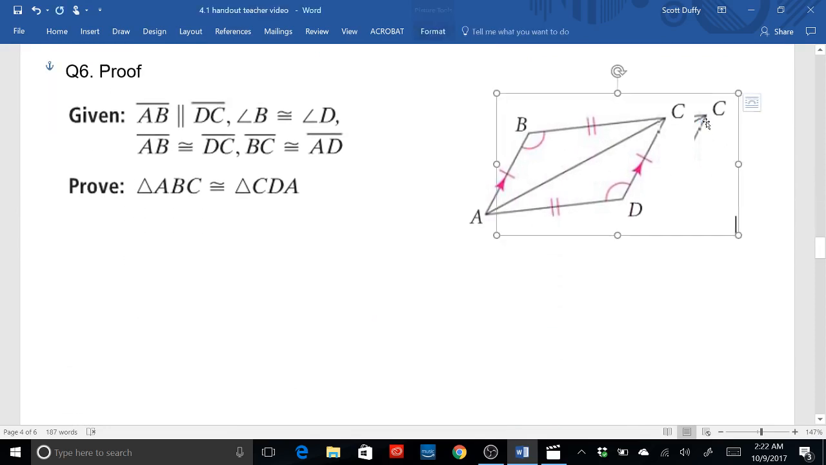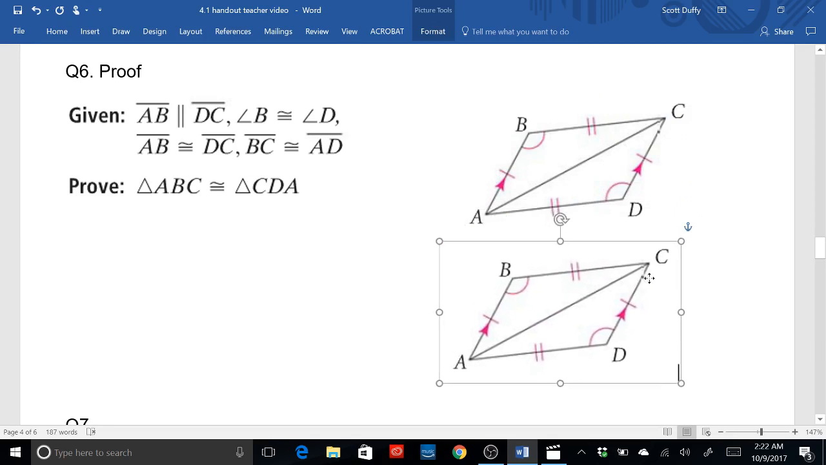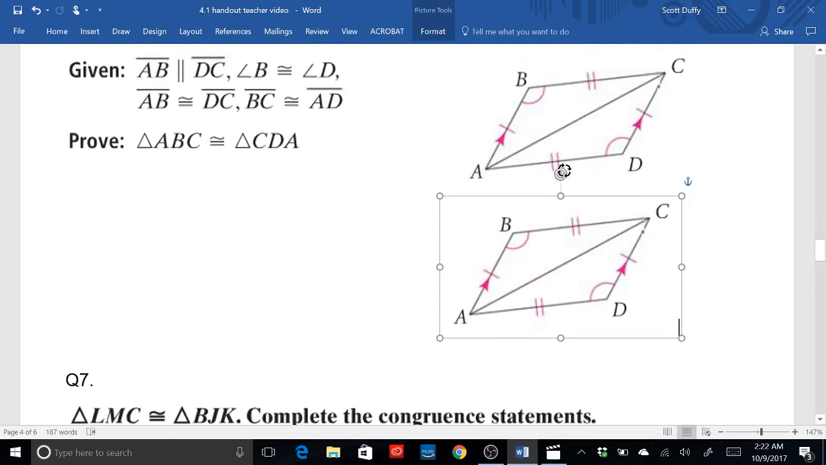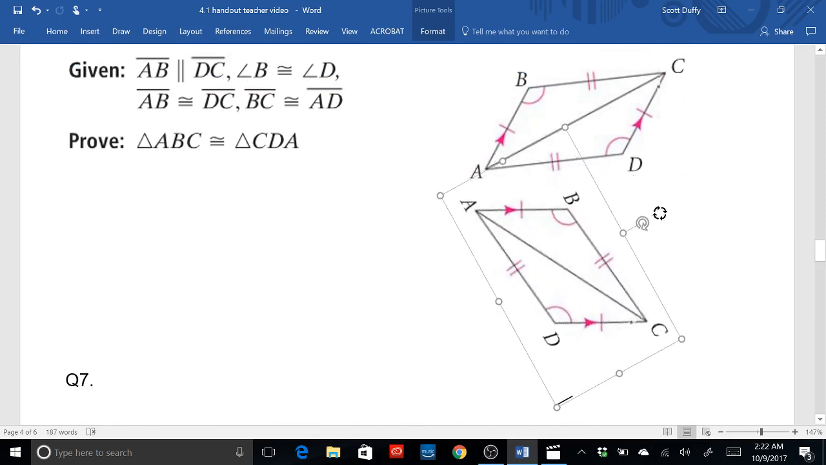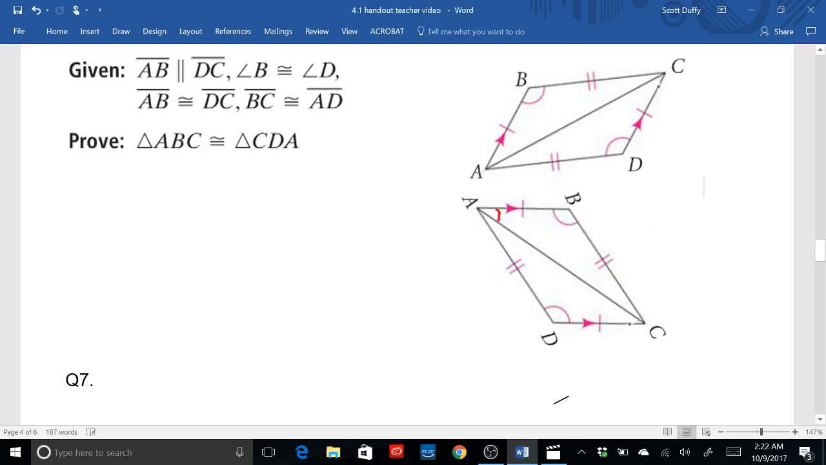And if it's helpful in any way, you can take this. What I'm doing is you can redraw it in a way that shows things a little bit easier. And what you see by these arrows is that they are parallel. When you have parallel sides, quite often you're going to have alternate interior angles. So that's just a clue to help you out with this one.